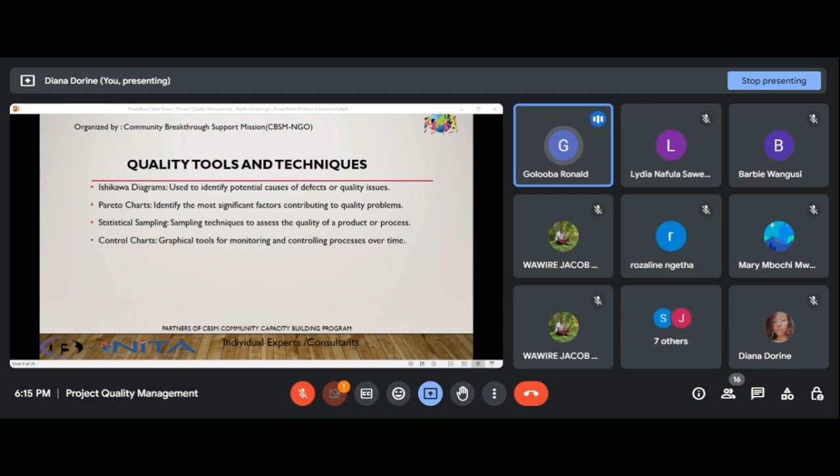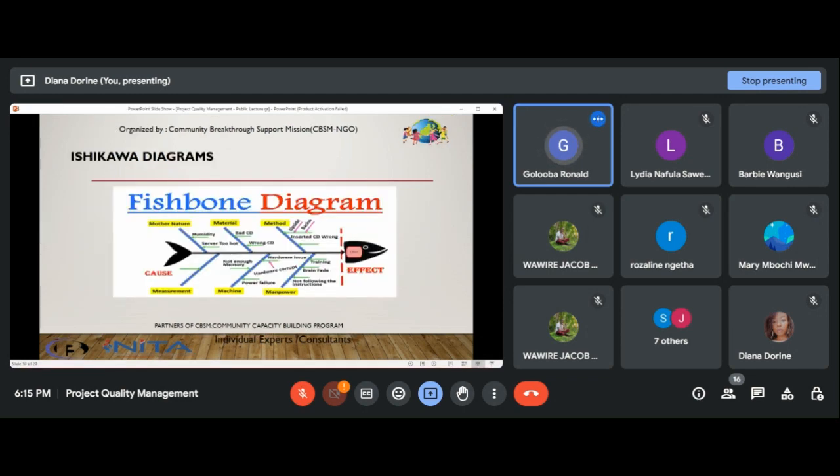We have statistical sampling, where we use statistical techniques to assess the quality of a product or process. Then I also have control charts, tools for monitoring and controlling processes over time. There are others also like the Kaizen, developed by the Japanese, that they use out there. Let's move on to the next slide, and we have a look at how the fishbone works.